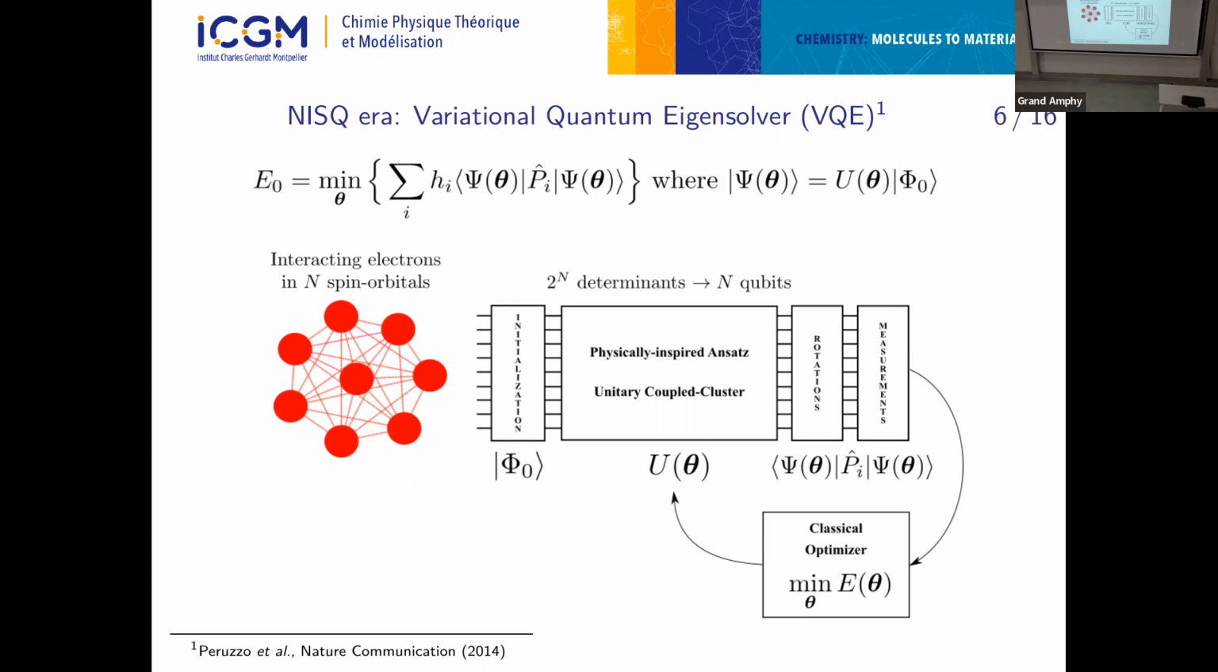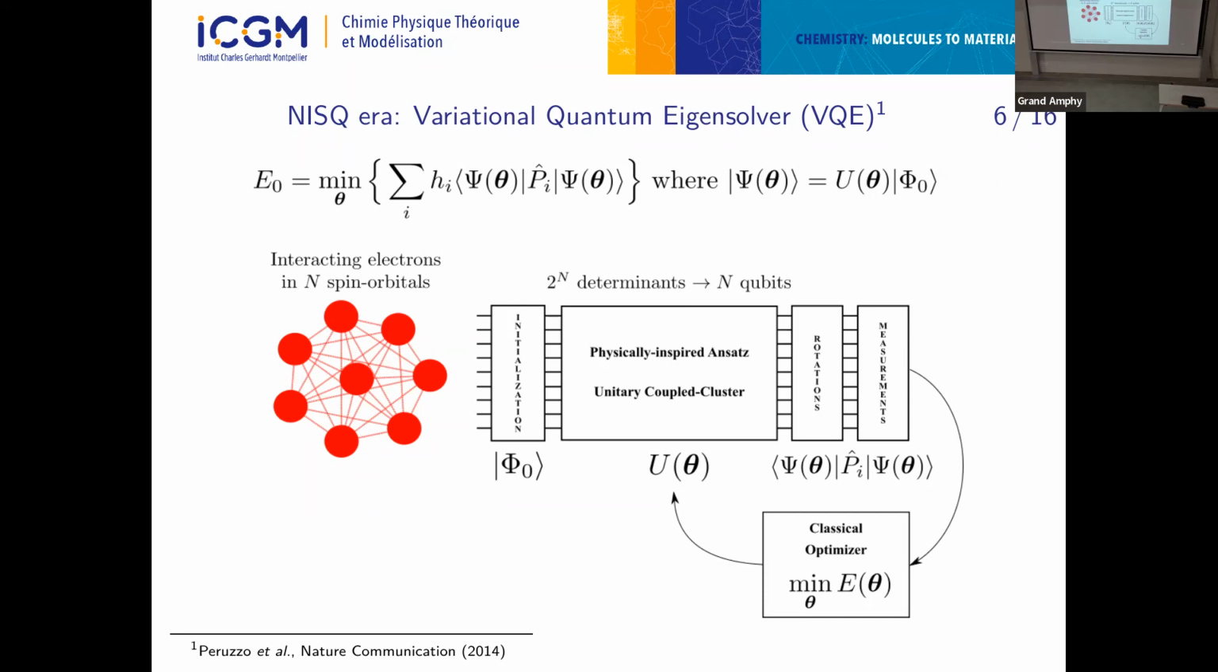This algorithm is based on the variational principle, where you minimize with respect to a trial wave function depending on some parameters. You will minimize the energy, which is computed as a summation of the electronic integrals times the expectation value of all the Pauli strings that define your qubit Hamiltonian. So let's see how it works.